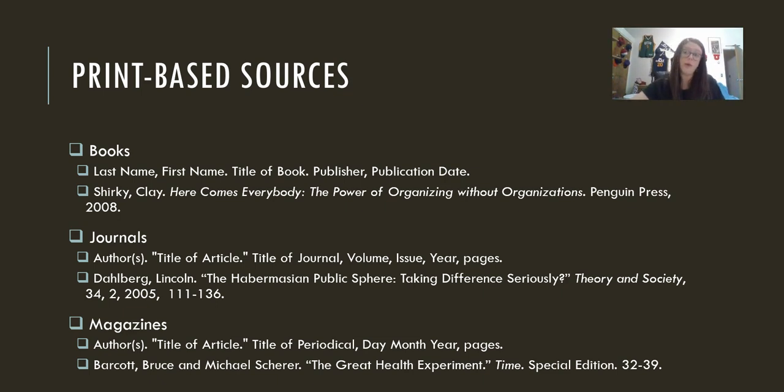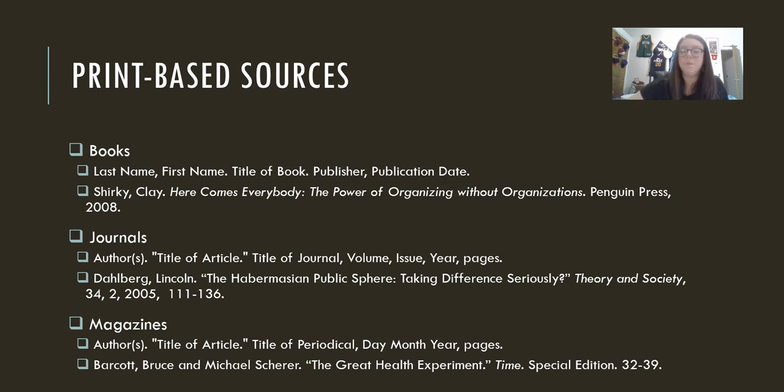And the same would be true if we had 3 or 4. The lead author would be written last name, first name, and then whoever our second author is, or second and third author. We then have the title of the article in quotations, much like we do with scholarly journals. So the Great Health Experiment. Then we have italicized the title of the periodical, so Time Magazine.